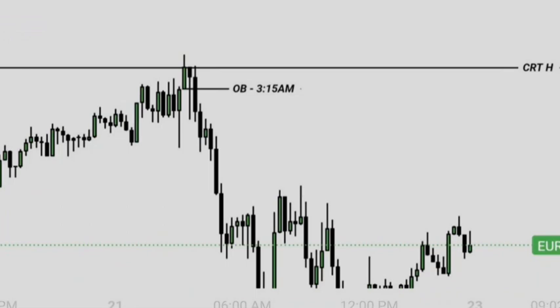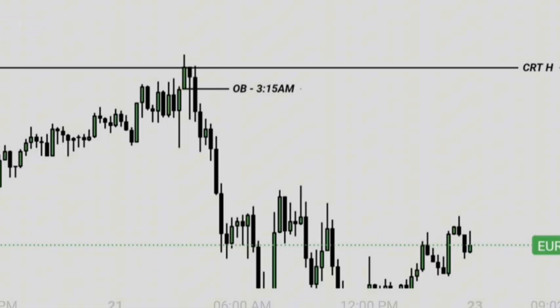Now pay attention to this. Your model 1 entry is valid for two reasons. Number one, the time it formed. Number two, the candle that closes below it. The candle that closes below it must engulf it.